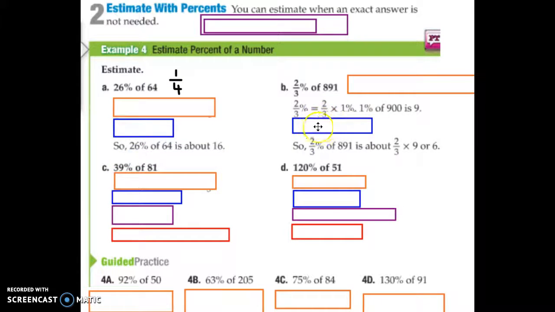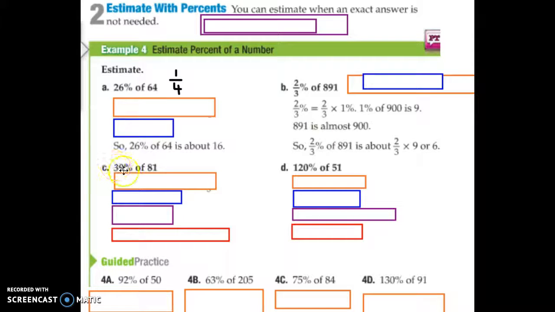Alright, over here now, I'm going to estimate the large number. This is around 900. Okay? This is around 1%. Good estimate is around 9. Okay? Or, I can take it to being about 2/3 of 9 is 6. Alright? That was a little tricky to do. This one's not too bad though.